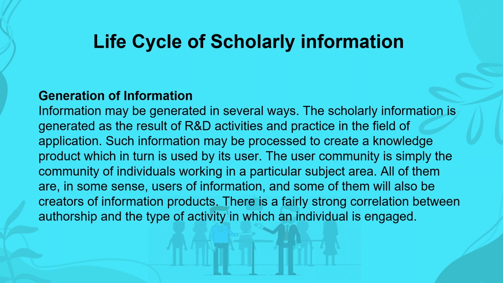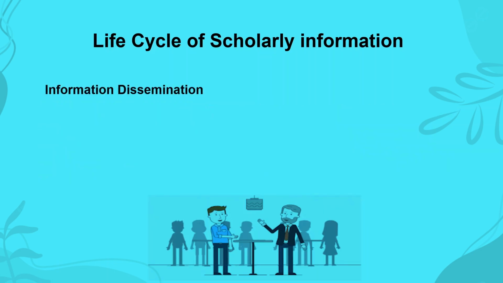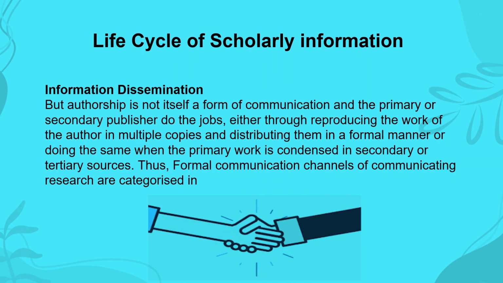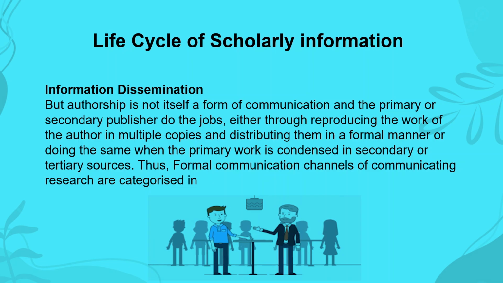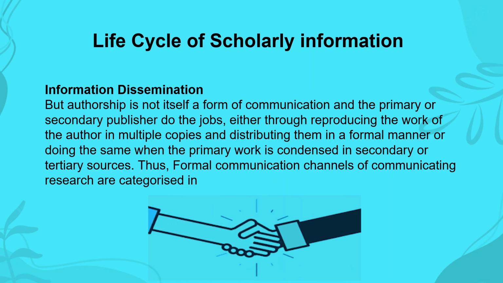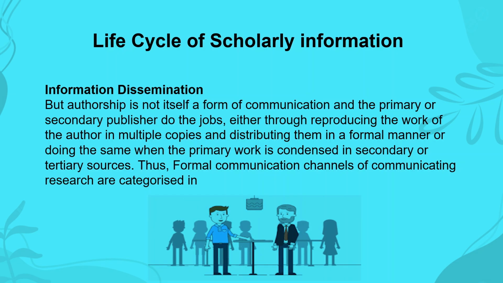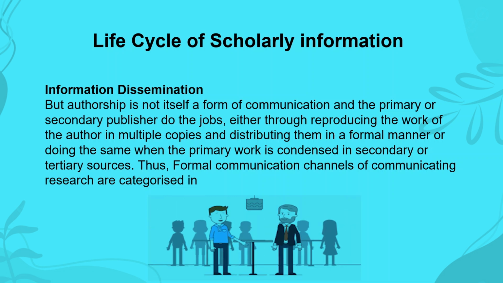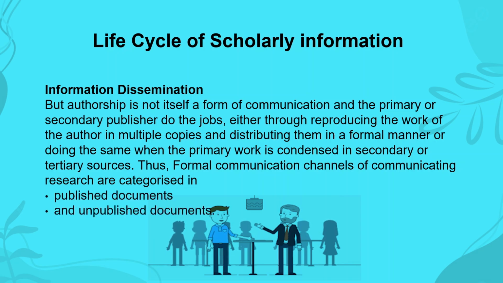Next, we come to information dissemination. Authorship is not itself a form of communication, and the primary and secondary publishers do the job either by reproducing the work of the author in multiple copies and distributing them in a formal manner, or by doing the same when the primary work is condensed in secondary or tertiary sources. Thus, formal communication channels of communicating research are categorized into published documents and unpublished documents.